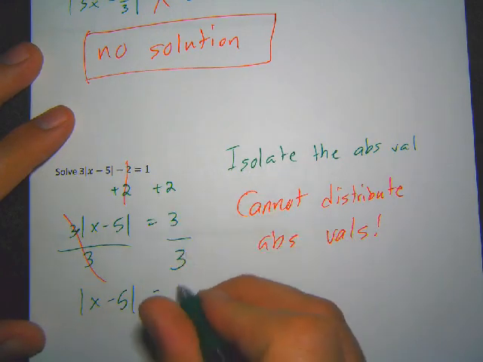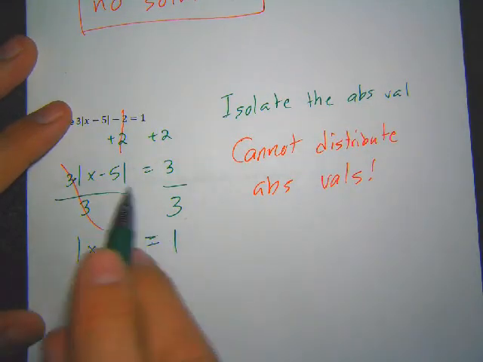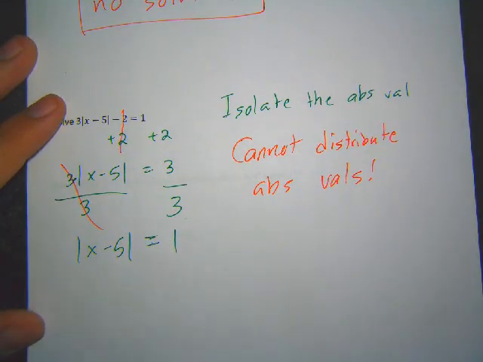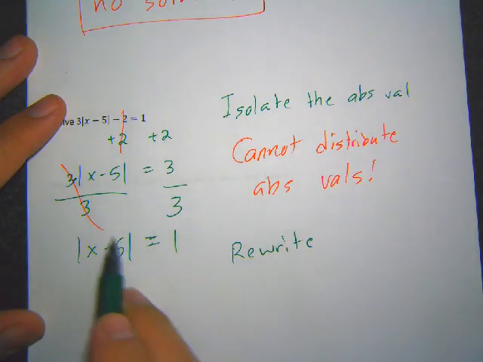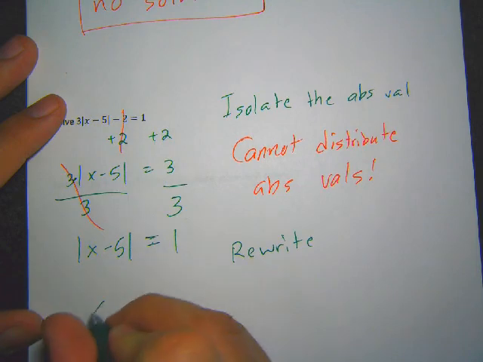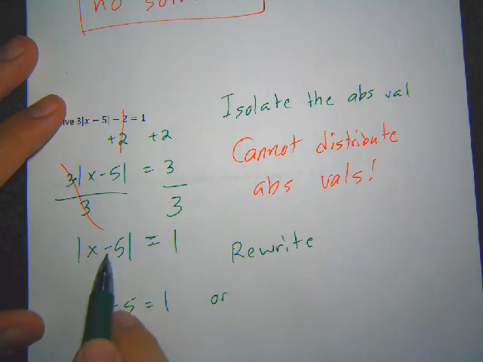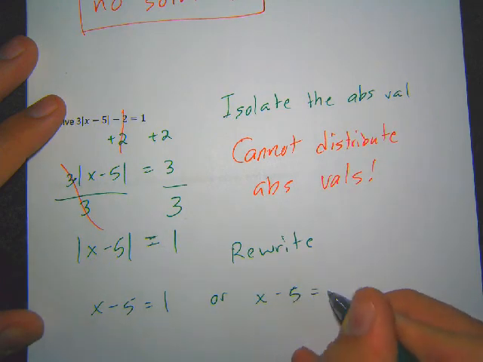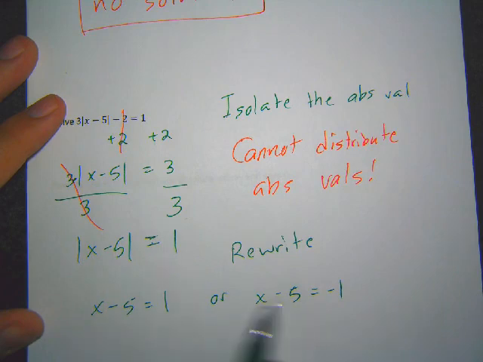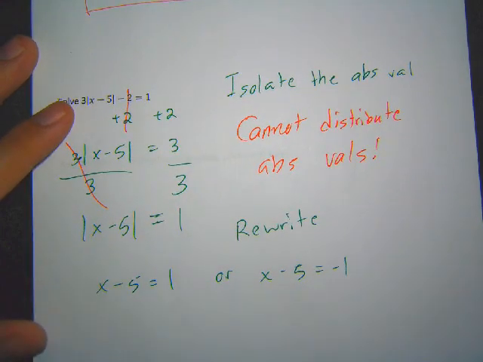Over here we get 3 divided by 3, we get 1. And now that we have the absolute value by itself, that's the first thing. You always have to get that by itself. Then you can rewrite. So now we can rewrite as 2 equations. One where the stuff inside here equals 1, so x minus 5 could be 1. Or the other one where x minus 5, the stuff inside here, is equal to the negative, so -1. x minus 5 equals -1. Either way, we're happy, right? If we get 1 or -1, the absolute value turns it into +1. So both of these are good. They give us 2 good answers.